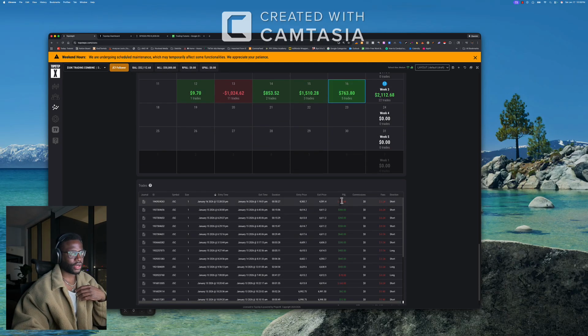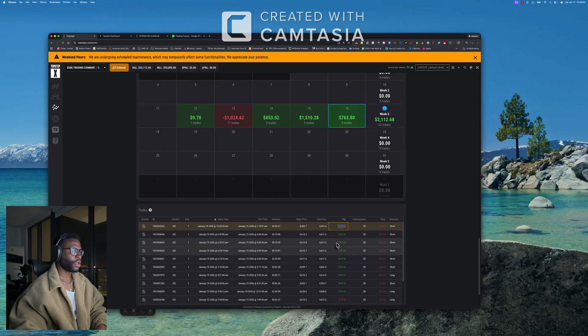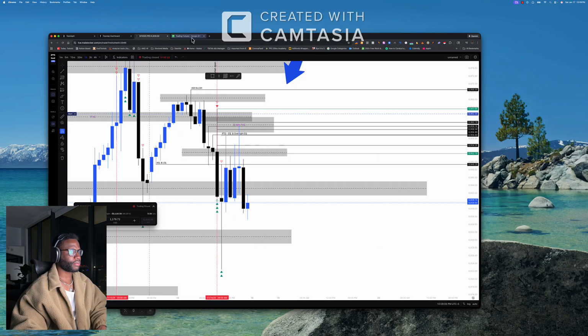I took this loss right here for $770. I didn't even need to take that trade. I think I got greedy for sure, so it is what it is. But that's pretty much it in terms of the trading recap for this week.